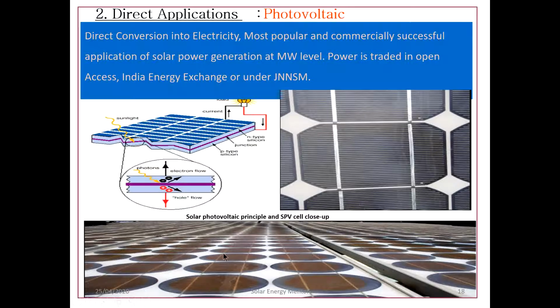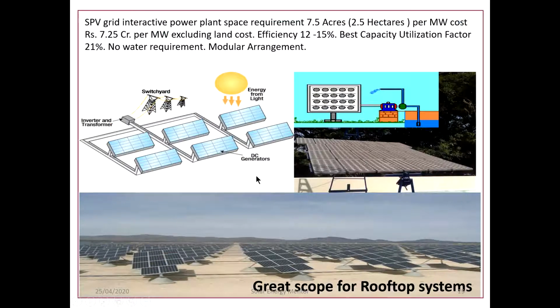This is a snapshot of the solar photovoltaic power plant, and this is a demonstration of how sunlight is converted into electricity. For an SPV grid interactive power plant, the space required for a 1 megawatt power plant is 7.5 acres, that is 2.5 hectares per megawatt, and the cost is 7.25 crores per megawatt. This is excluding land cost. The efficiency of these power plants is in the range of 12 to 15%, and the best capacity utilization factor in the sunny regions is 21%.